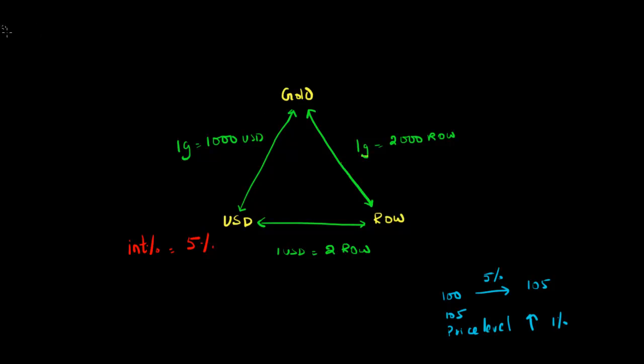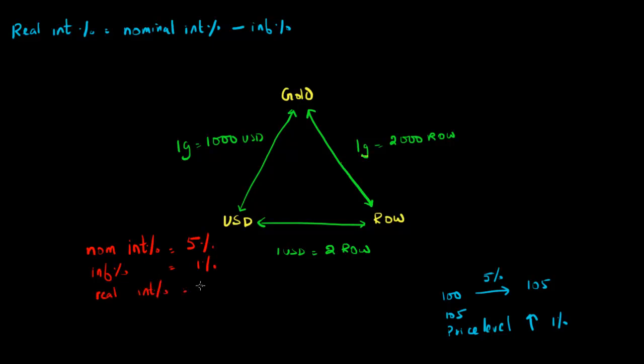So we're going to define a term up here, and I'm just going to write that the real interest rate is equal to the nominal interest rate, and the nominal interest rate is this 5% that the bond pays you back, minus the inflation rate, which in this case was the 1% that the price level was increasing by on a yearly basis. So in our example, the nominal interest rate was 5%, the inflation rate was 1%, and the real interest rate is equal to 5 minus 1, which is 4%.